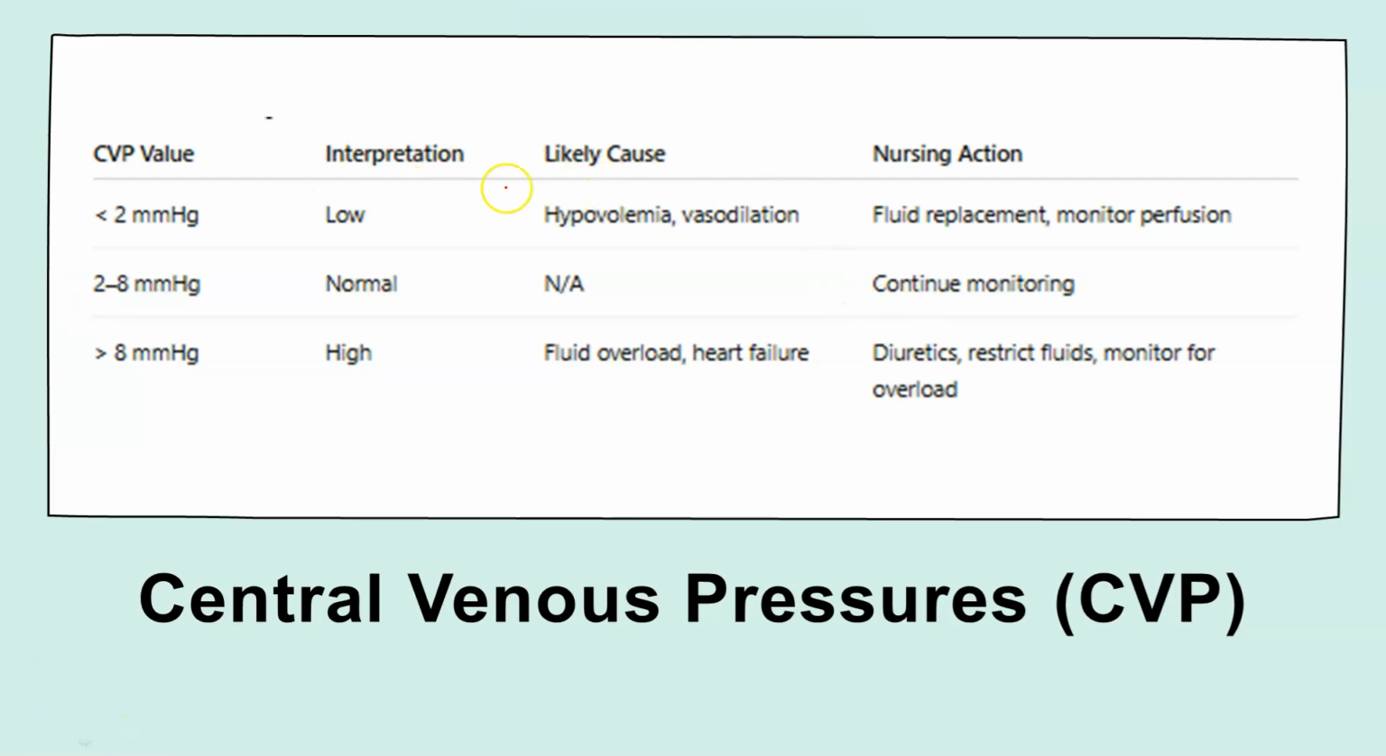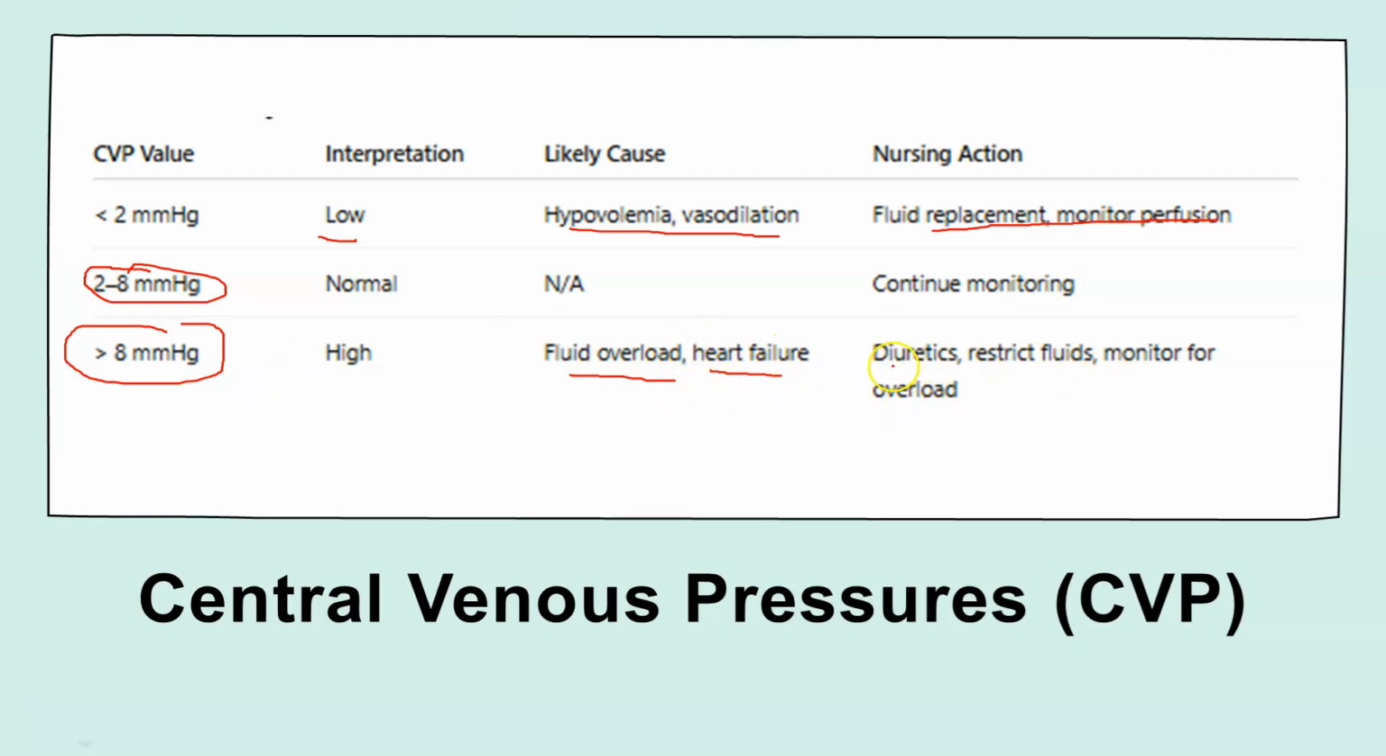So here's kind of what we see with these CVPs. Anything less than 2, obviously, is low, and hypovolemia, massive vasodilation. You're going to do these things. Monitor their blood pressure, monitor their heart rate, give them fluids. You don't really have to do anything for normal, knock on wood, but for CVPs greater than 8, it means that they could be in fluid volume overload, or they could have a history of chronic, or they could be actually in an acute-on-chronic episode of heart failure.